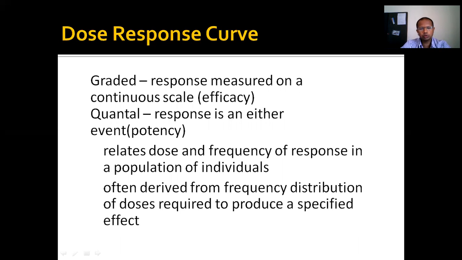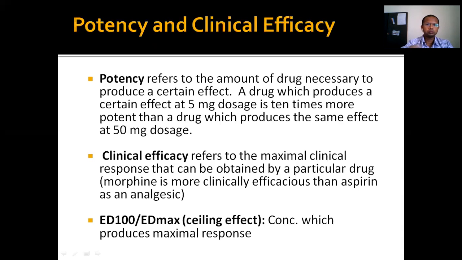What are these two types of graphs doing? They relate dose and frequency of response in a population of individuals, often derived from the frequency distribution of doses required to produce a specific effect. So potency refers to the amount of the drug that is necessary to produce a certain effect. As I told you, here it should be able to reduce the fever by 1 degree centigrade. That will be the potency.